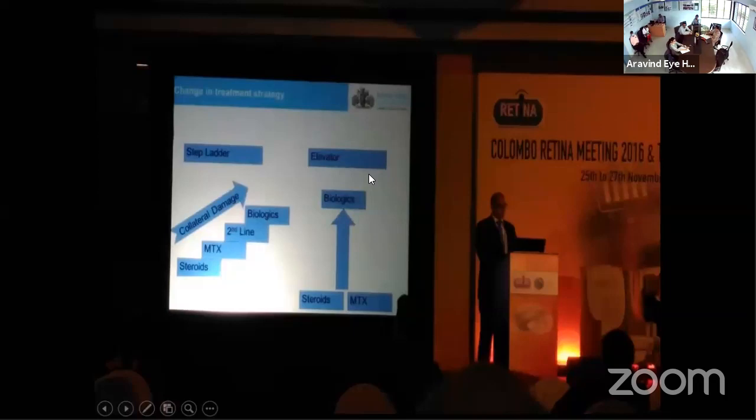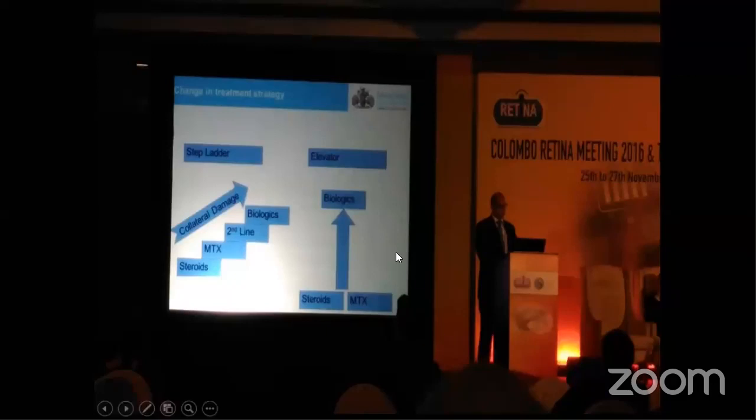So, why did I put this slide? Because there has been a paradigm shift in planning the treatment. Earlier, there was something called the step ladder approach. We start with steroids, then immunosuppressants, then another immunosuppressant is added, and finally the biologics are added. Now there is something called the elevator. People are bored of climbing the stairs step by step, so we have an elevator: directly go with the biologicals.